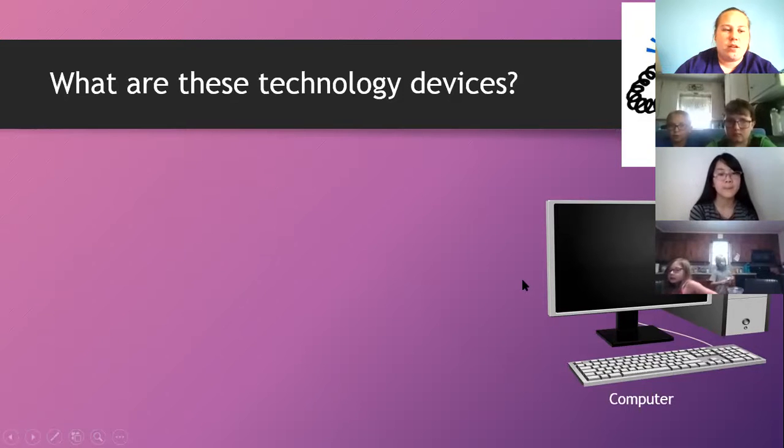I can't see it. I can't see the first one or the second one. And what are these technology devices? Hold on, let's try this. I'm going to stop sharing quick. My mom has one of those. Okay, I'm going to stop sharing quick and I'll reshare and see if you guys can see the pictures.